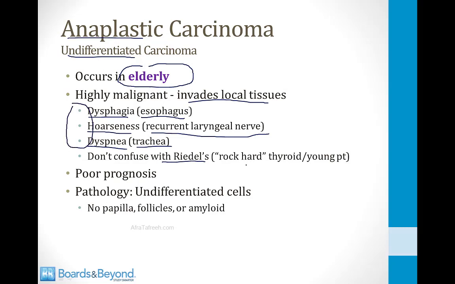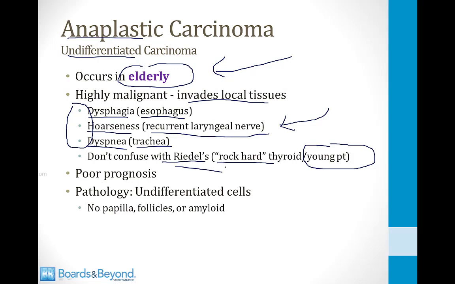However, Riedel's thyroiditis presents as a rock-hard thyroid, and it occurs in younger patients. When you see these types of symptoms in an elderly patient, you should think that they probably have anaplastic carcinoma because the elderly are an unusual demographic for Riedel's thyroiditis. Anaplastic carcinoma carries a poor prognosis, and on pathology, you will see undifferentiated cells.